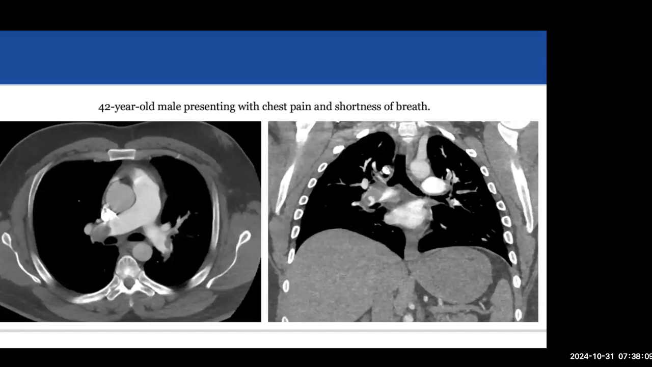Okay, in front of me is a pulmonary CT angiography, whereby we see filling defects in the bilateral right and left pulmonary arteries. More on the right, which is occupying almost 100% of the lumen, but less so on the left.